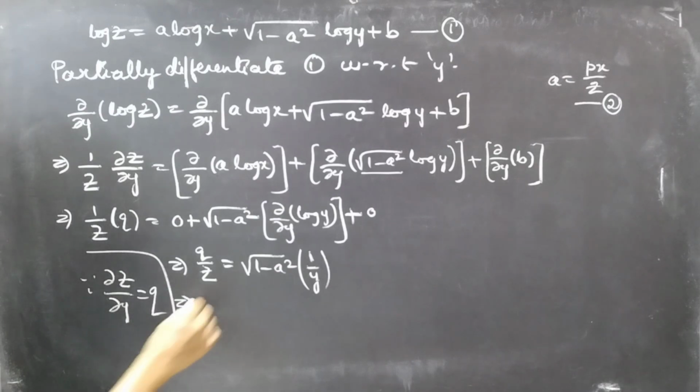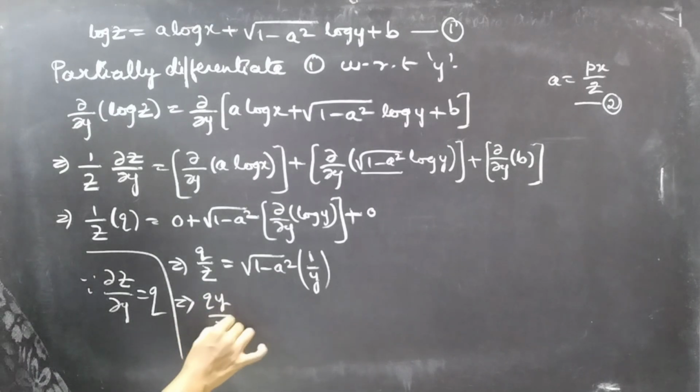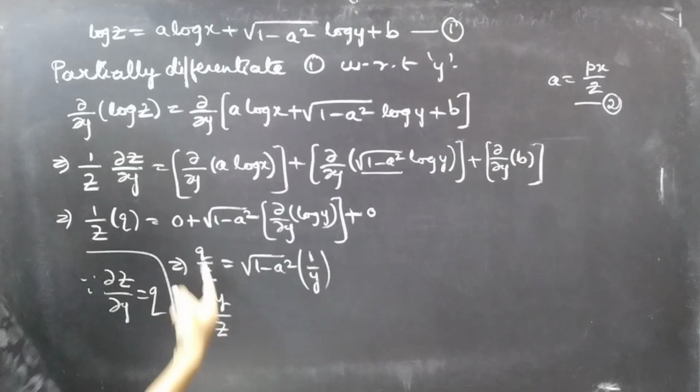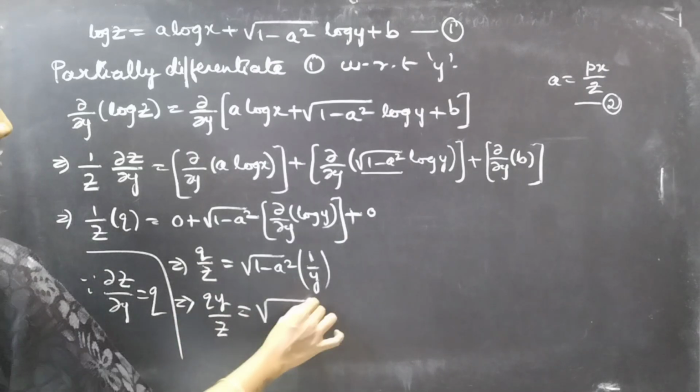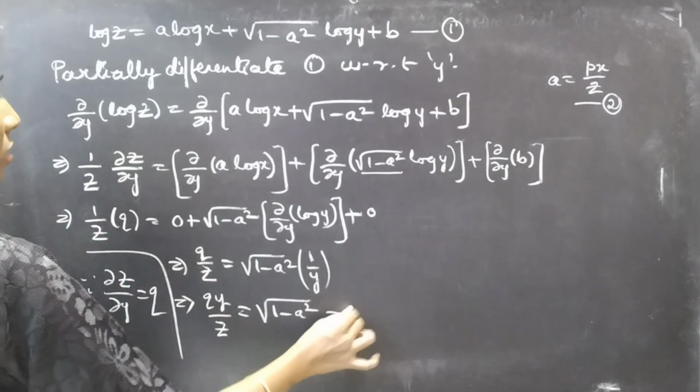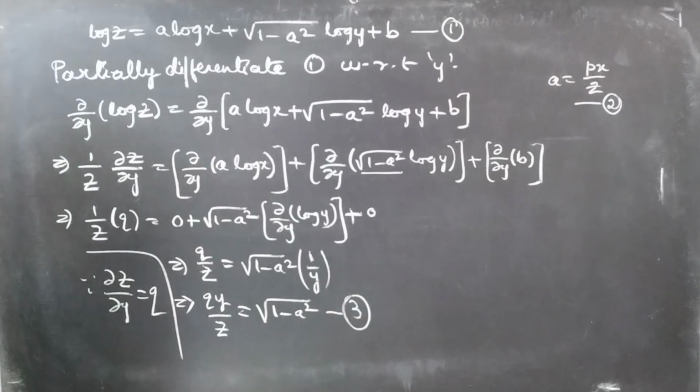Now we have qy by z. We'll just take this y to LHS, you'll get qy by z equal to square root of 1 minus a square. Consider it as equation number 3. Now observe 1, 2 and 3.